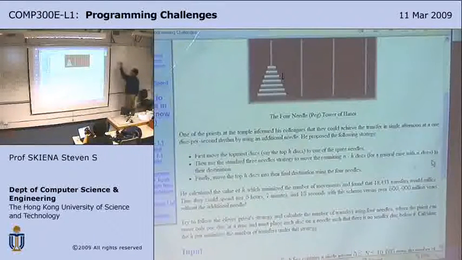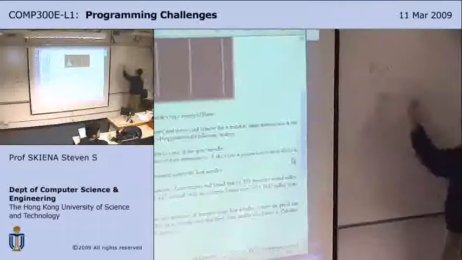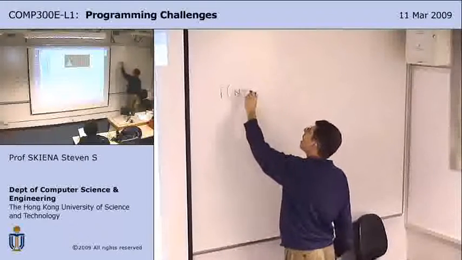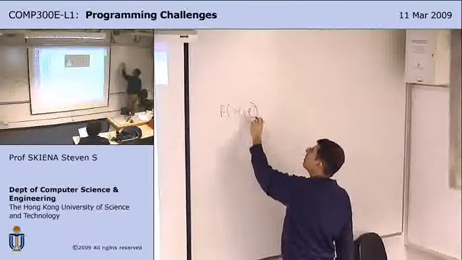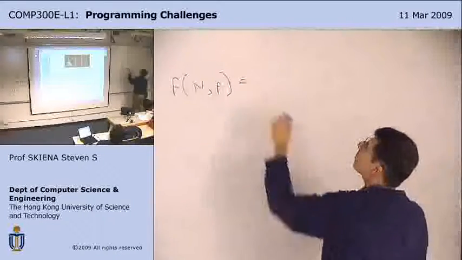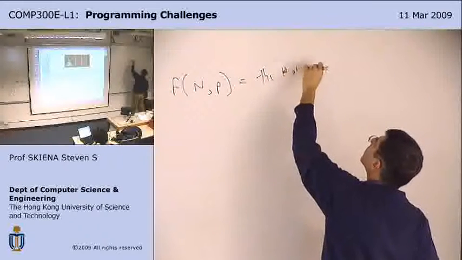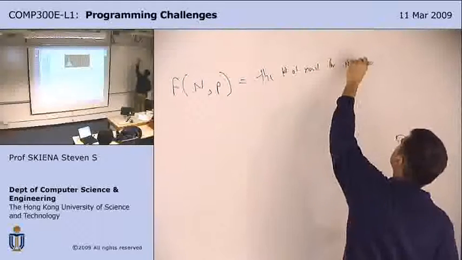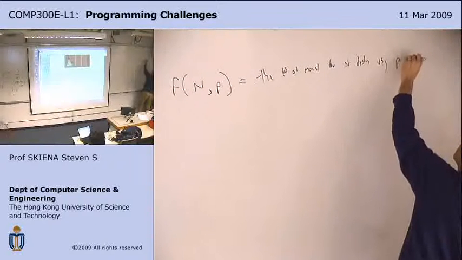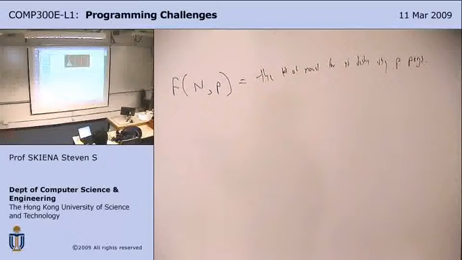F of n. Is there another argument that's interesting? I'm going to put an extra argument in here, just because I feel like it. F of n, p, for the number of pegs. And this is going to be equal to the number of moves for n disks using p pegs. This is the way I would write my recurrence.